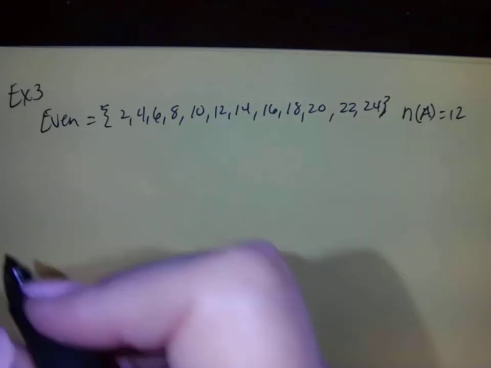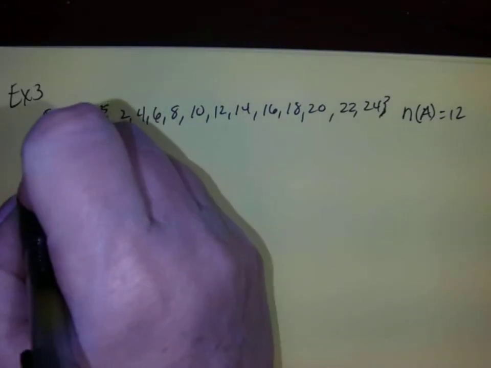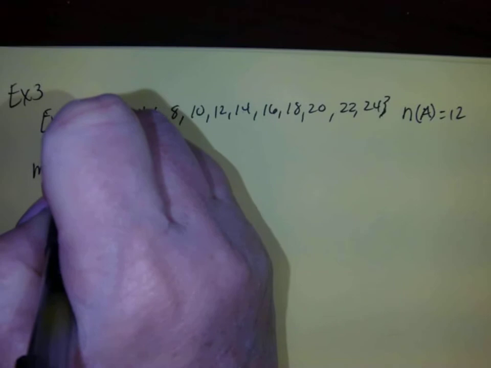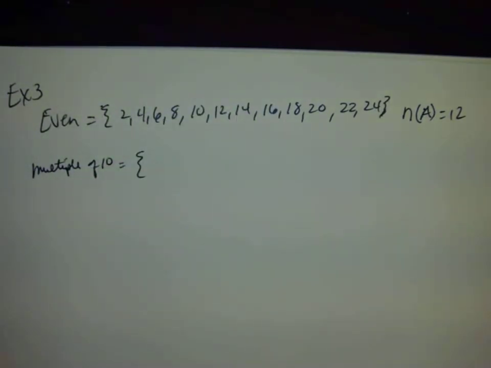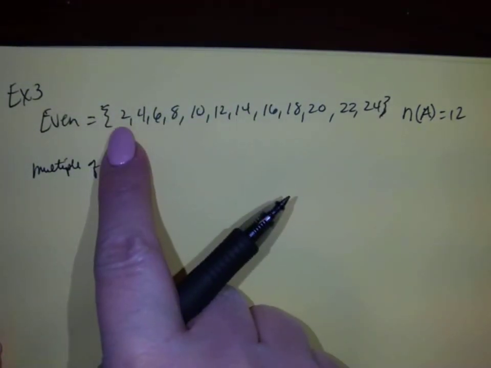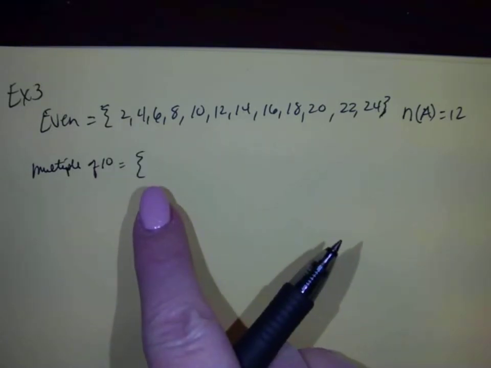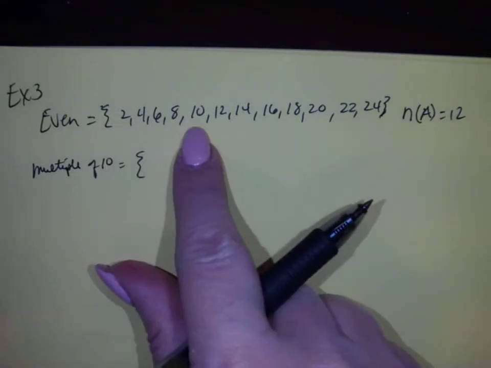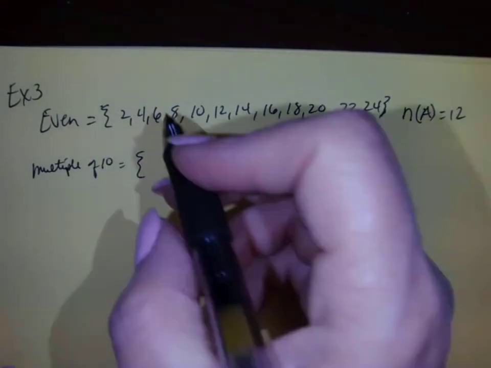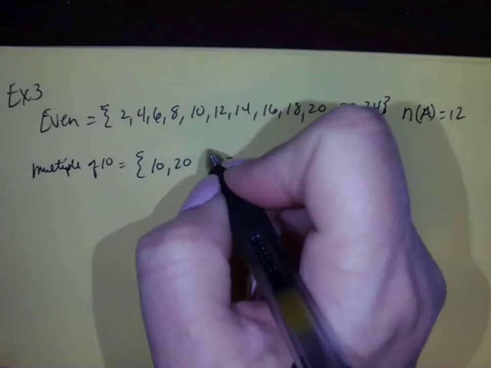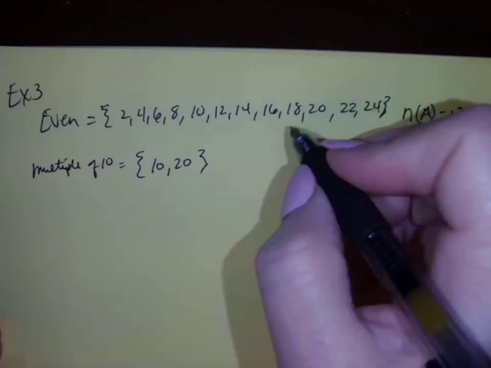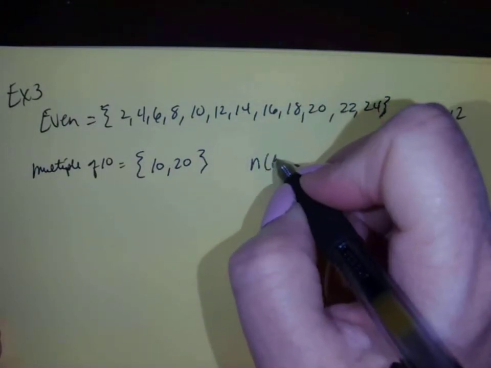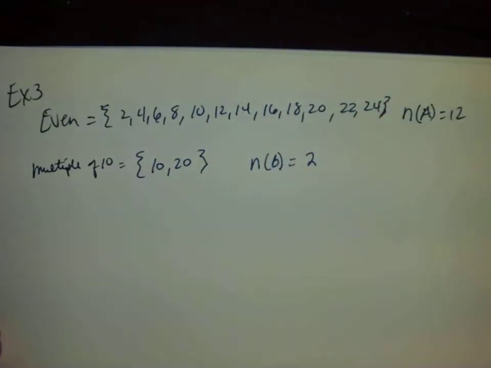Now we need to find the multiples of 10. For the multiples of 10, we can look up here, because 10 is going to be an even number. We would have 10 and we would have 20. So that kind of made it easy. Or we can just count by 10s: 10, 20, and 30 would be out of it. So the number of our event B would be equal to 2.